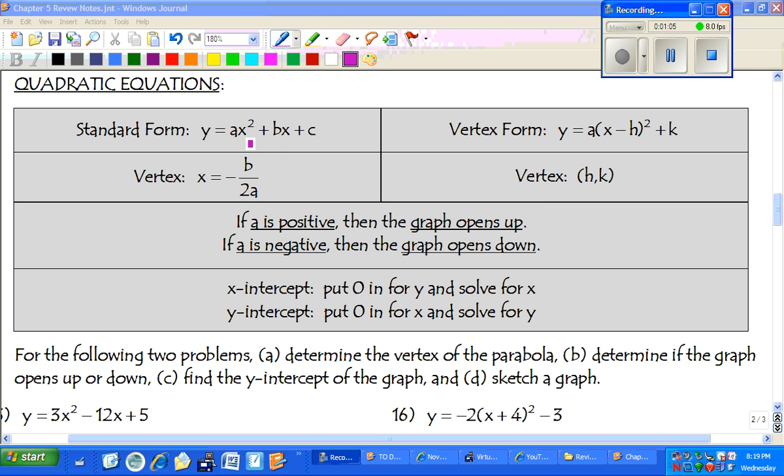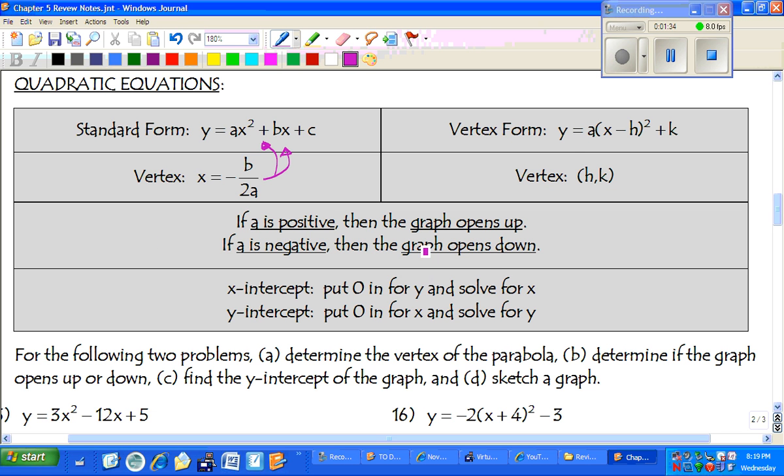Now, for this standard form, it's a little tougher to find the vertex. We have to use a little formula. Opposite of b over 2a. So opposite of this number divided by 2 times this number. That just gives us the x coordinate. In order to find y, we have to take whatever number we get and substitute it in for x into both x's. Right? That gives us the y value.